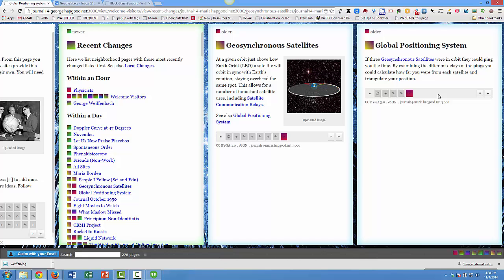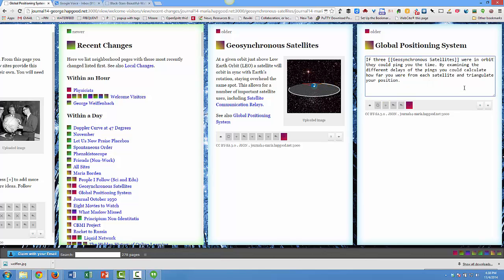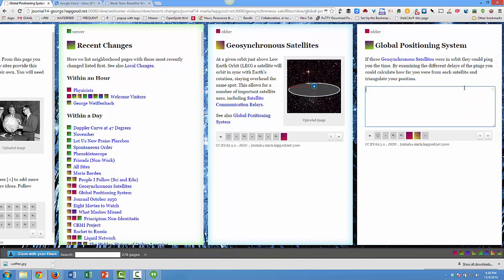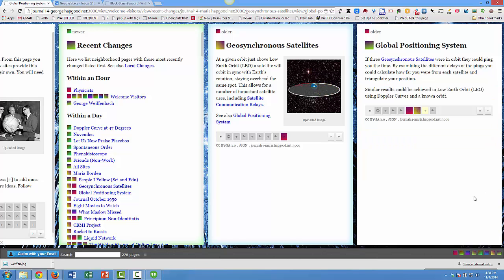But here's where things get really interesting. Instead of just forking it, he's going to edit it. And he's going to add a note here that similar results could be attained in a low Earth orbit if you did this using the Doppler effect.